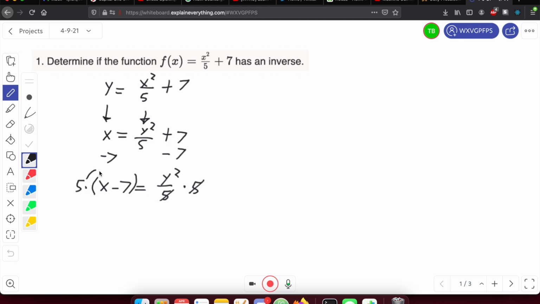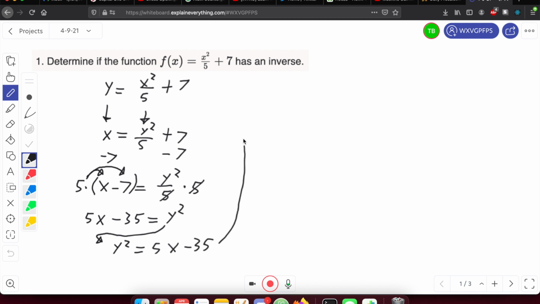which gives us, when we distribute through, 5x minus 5 times negative 7, which is negative 35, equals y squared. I'm going to move this to the other side so that it's easier to look at. So I'll just rewrite this as y squared equals 5x minus 35. We'll bring this all up here.